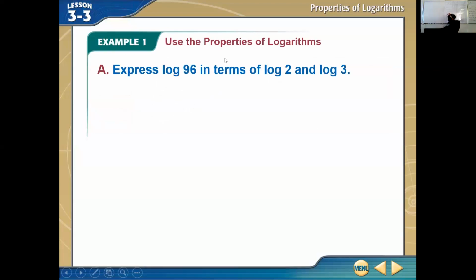So here we want to use the properties of logarithms, and we want to express the log base 10, because that's common log, of 96 in terms of log base 10 of 2 and log base 10 of 3. So we want to figure out how 2 and 3 apply to get 96. So let's start thinking of some factors of 96.